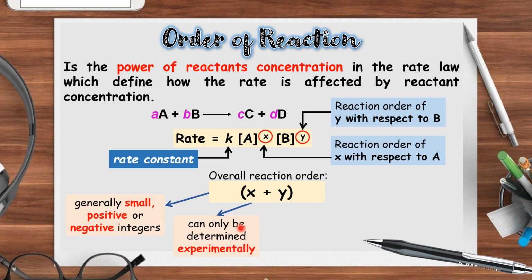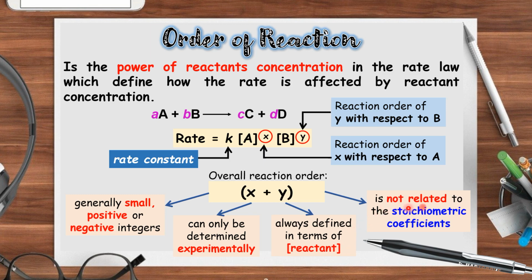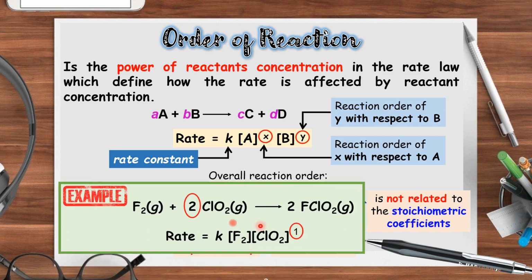Okay, experimentally. Right, and then always define in terms of concentration of the reactants. Which means it refers to the concentration of reactants only, and it is not related to the stoichiometric coefficient. So for example, for this equation, the rate law is equal to k [F2] [ClO2] to the power of 1. The power of 1 here is not related to the stoichiometry. So the value of the order depends on the experiment.